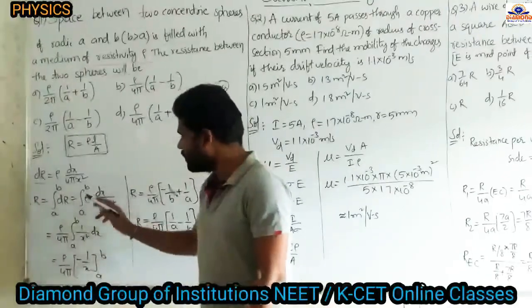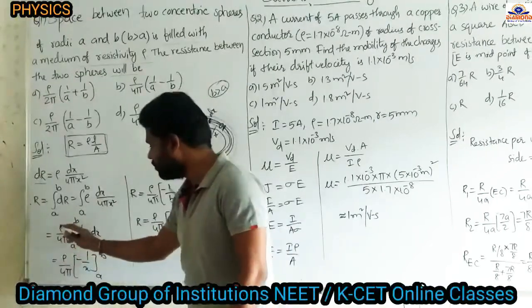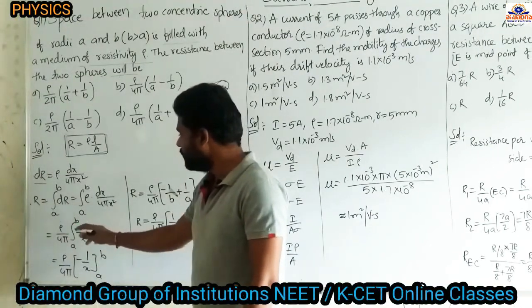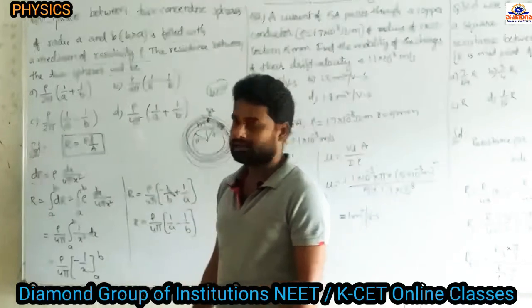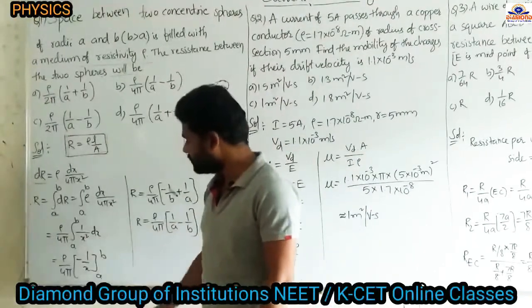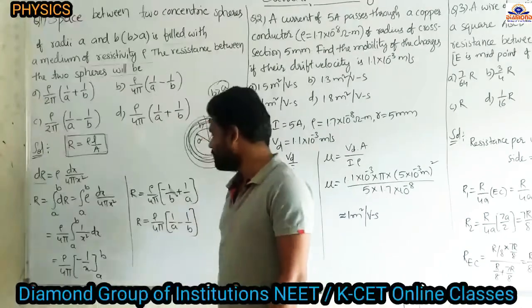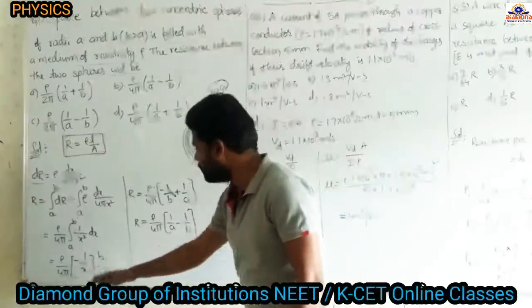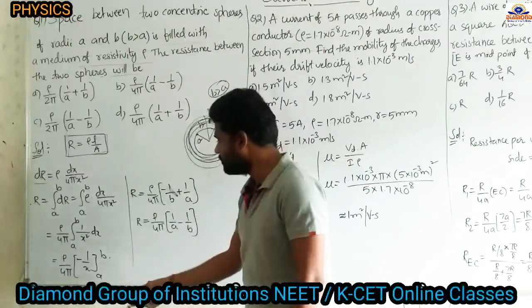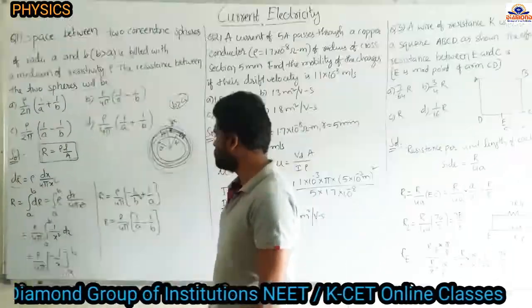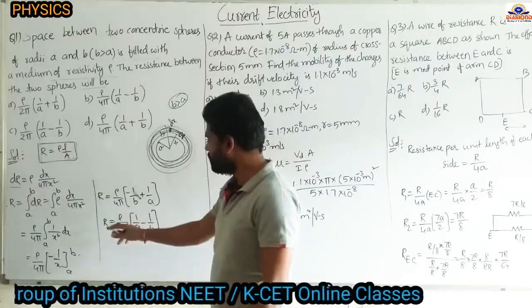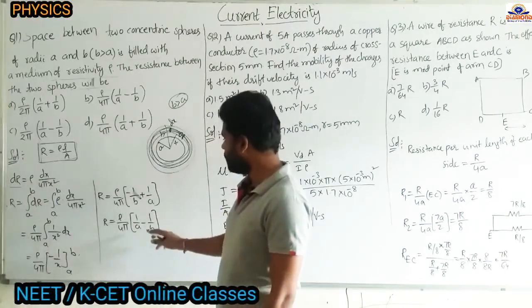Now 4 pi and rho are constants, so send them outside: rho by 4 pi into integration from A to B of 1 by x square dx. The integration of 1 by x square we know already, it is minus 1 by x, with limits A to B. Now substitute the upper limit: minus 1 by B, and minus of minus becomes plus, substituting A in place of x, 1 by A. So now the answer is R equal to rho by 4 pi into (1 by A minus 1 by B).